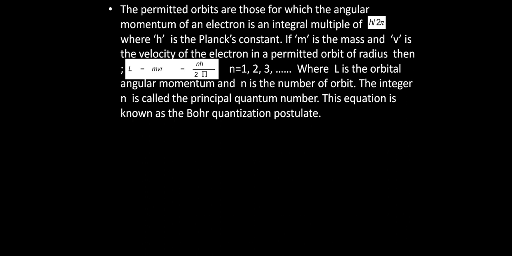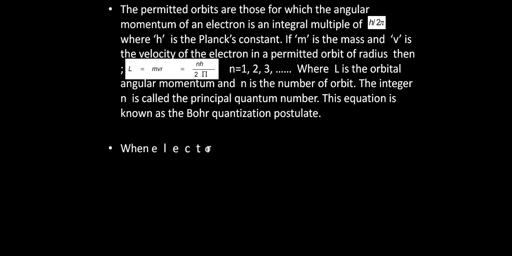So, according to the Bohr model, only those orbits are permitted in which the angular momentum of the electron is a whole number multiple of h by twice pi. If it is not, then those orbits will not be permitted, or electrons will not be revolving around those orbits. In other words, we can say that the angular momentum of an electron in an atom is quantized. It is fixed.